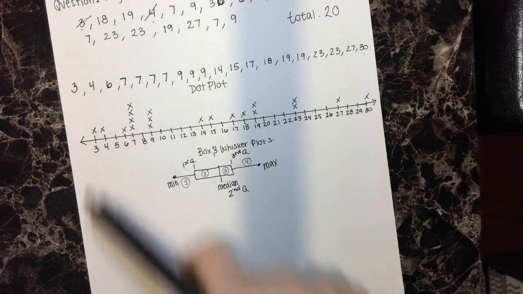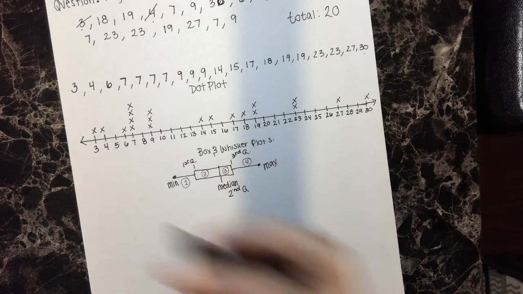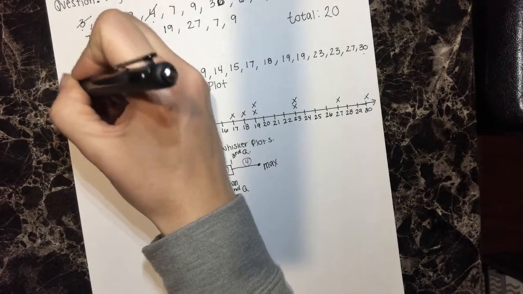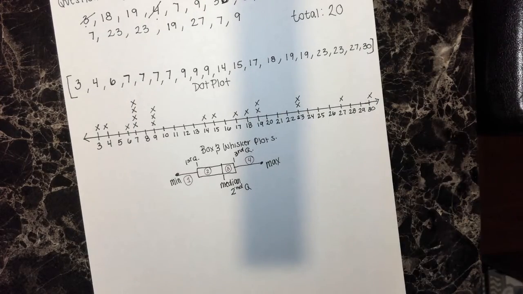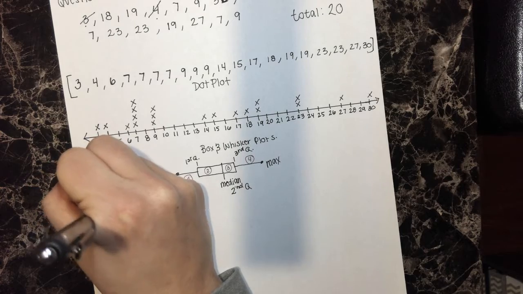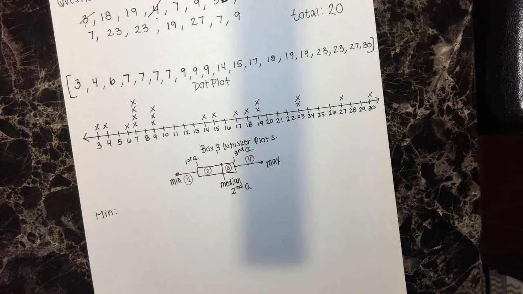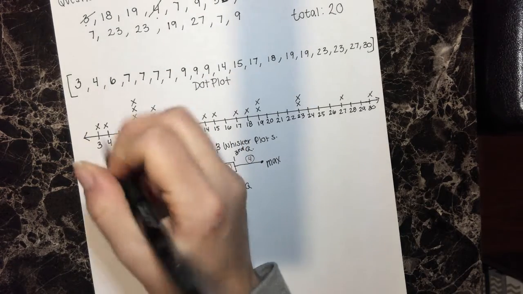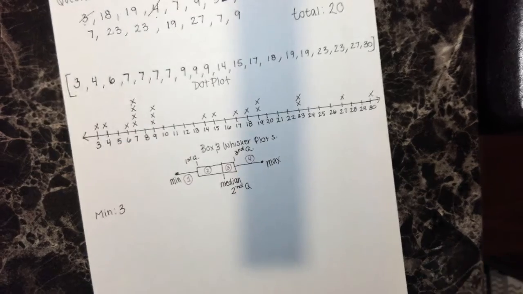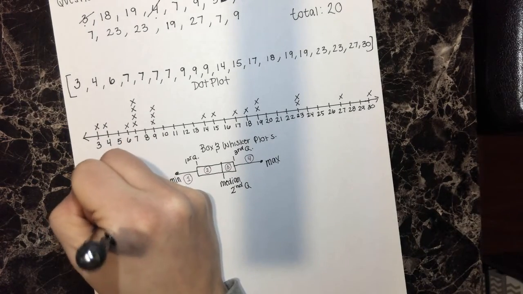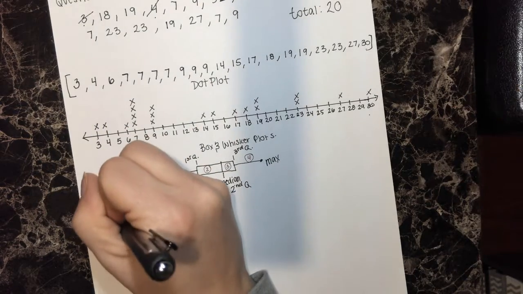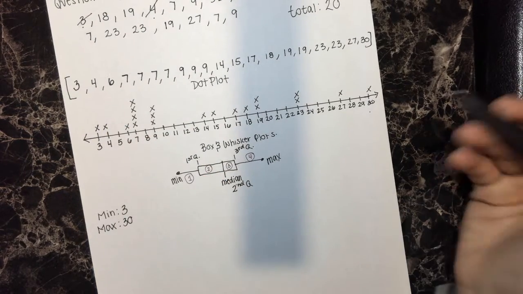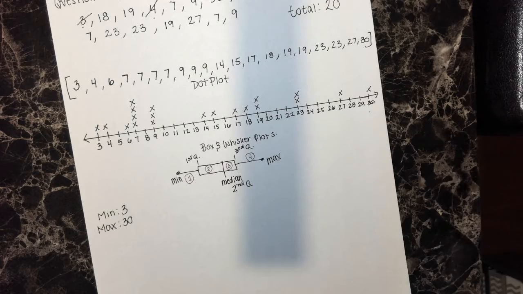A great way to do this is to either rewrite your numbers. I'm going to use the ones I already wrote because I'm not going to cross them off where I can't read them. Don't scribble them out, just put a slash through them. We know our minimum is our lowest value, which here is 3. We know our maximum is our biggest value. Our biggest value we have is 30 because there is something on the 30. If I didn't have a 30, my maximum would be a 27.